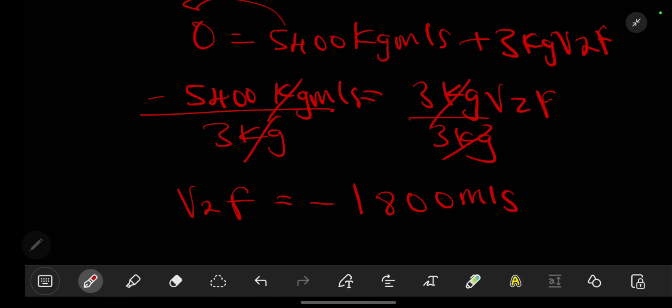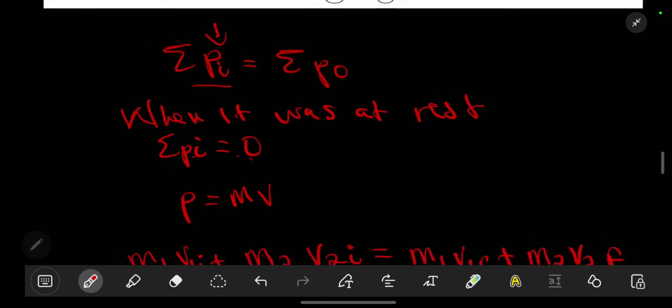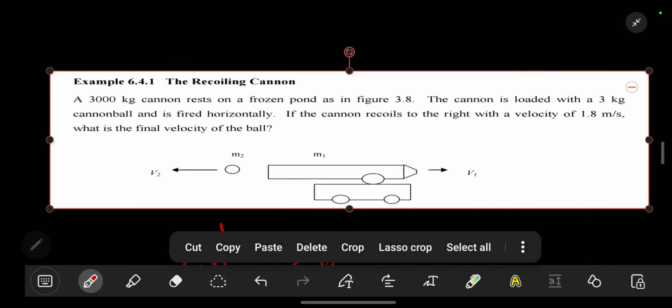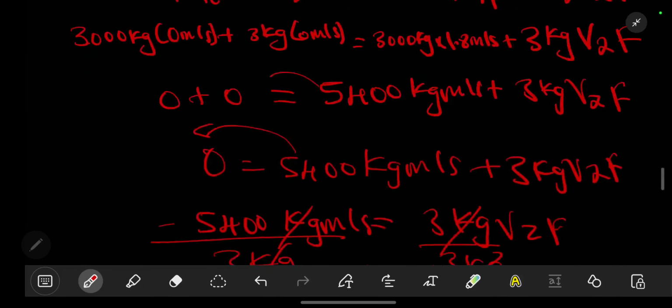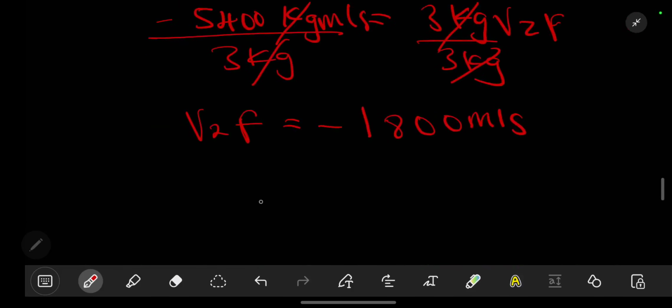Now this is important. The negative shows that it was moving in the opposite direction. So the direction is important. If 1.8, which was moving to the right, is positive, then this one has to be negative, like that. So the direction is very important under linear momentum.